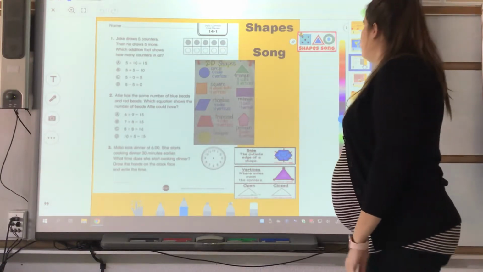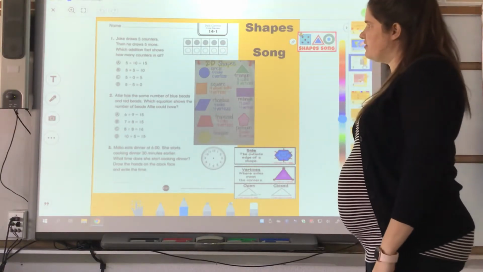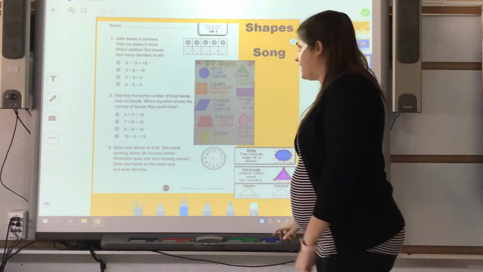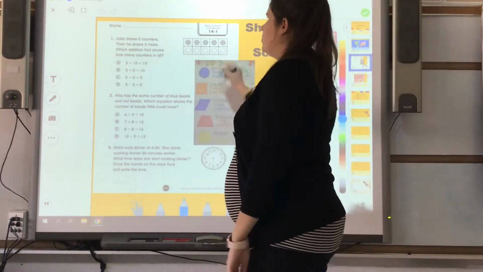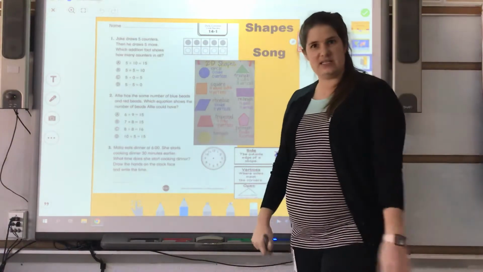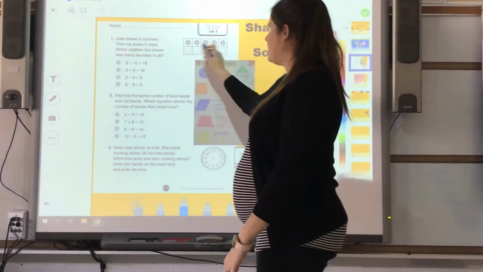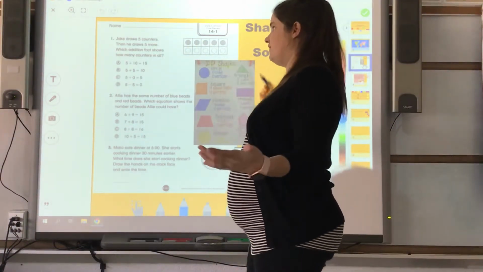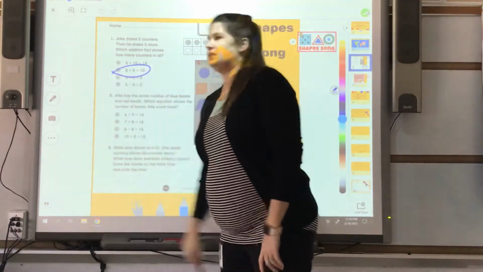So we have our review. Jake draws 5 counters. Then he draws 5 more. Which addition fact shows how many counters in all? Well, that's easy. It's a double stack. We have 5 to start with, 5 more, so 5 plus 5 equals 10.